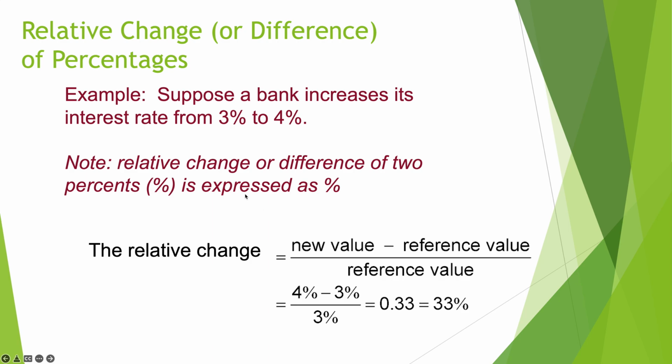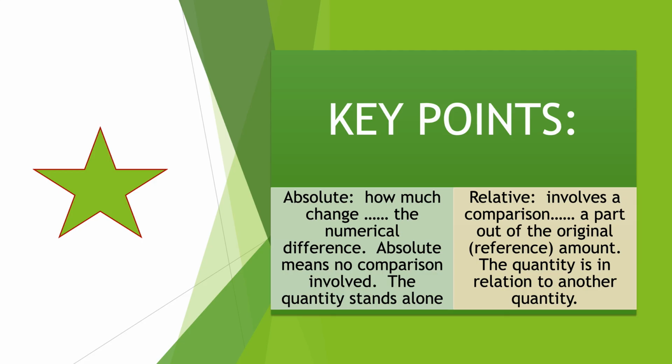Okay? For the relative change, going from 3% to 4%, that's the 1% change that you started with, but it's only out of 3%. So 1% out of 3% is a 0.33 change, which is 33%. Okay, so when it's a relative change or difference of percents, it just means you work with percents as your denominator, that's all. So what are some key points to remember?